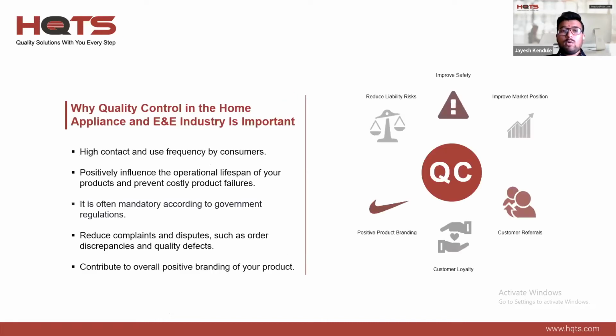As we see, quality control in the home appliances and E&E industry is so important because when you go ahead with IT equipment, you don't have that much usage. Take the example of a TV screen: you don't have any physical contact with the television. But with home appliances, like kitchen appliances or refrigerators, the consumer has a very high contact rate, with physical contact with such products, and the frequency of usage is also high because they are daily-use products. So it has a positive influence on the operational lifespan of your product and prevents costly product failures.